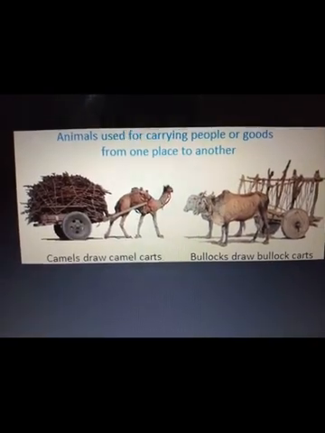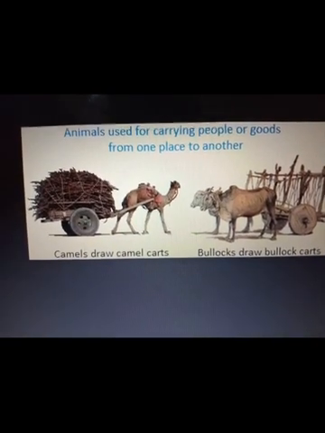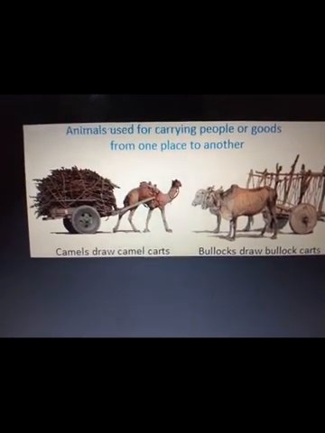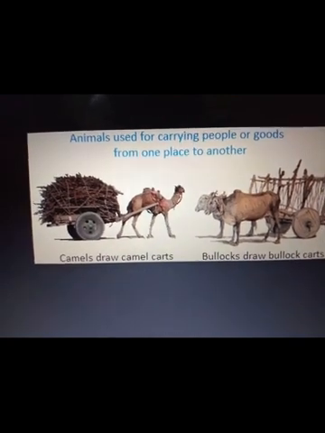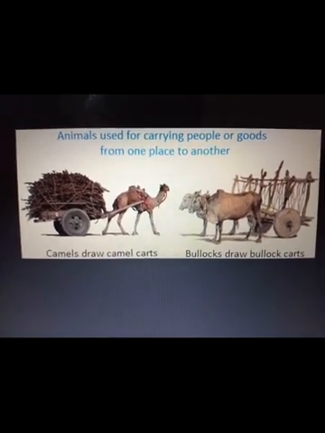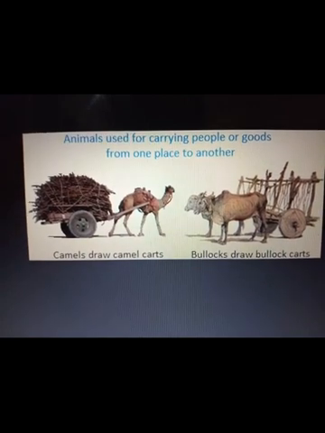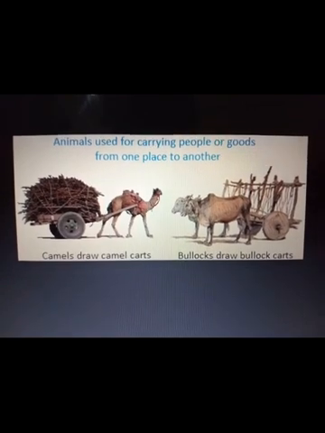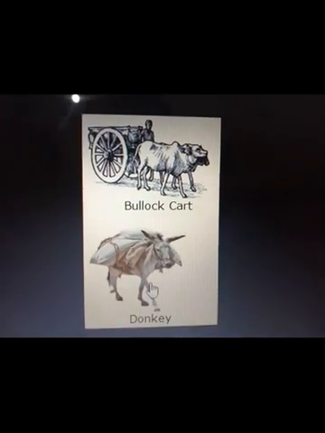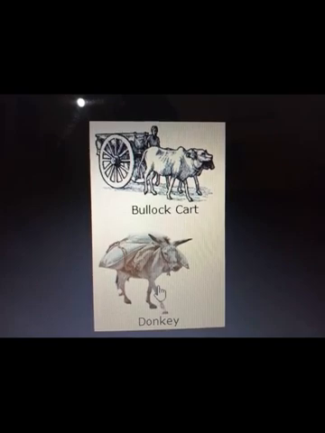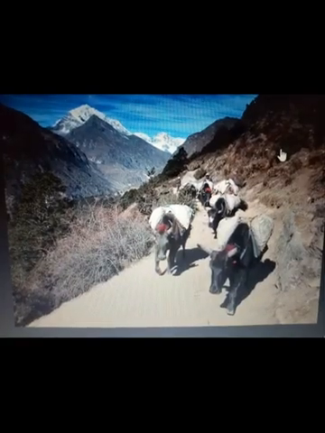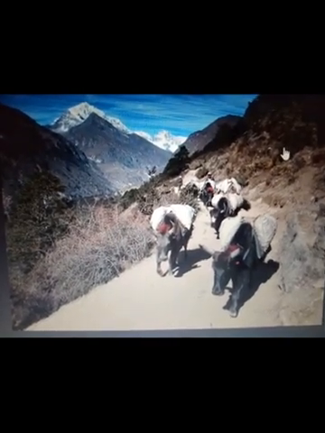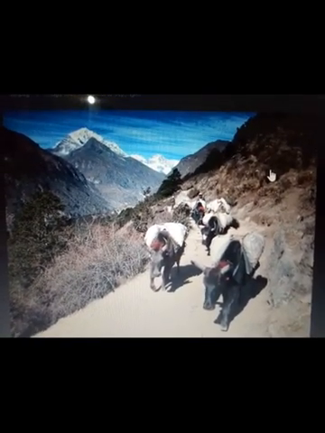Animals help us in many ways. Animals are used for carrying people or goods from one place to another. Camel carries people and goods in the desert. Bullock carts carry people and goods from one place to another. Donkey helps us to carry heavy goods. And yak carries people and goods in the hilly and snow-covered regions.